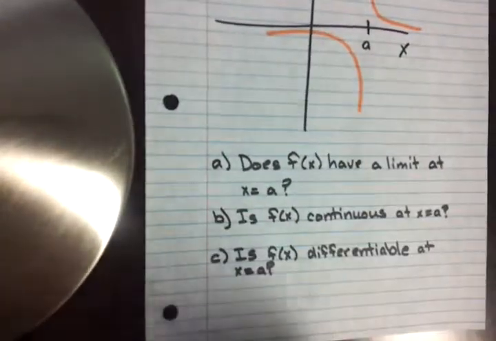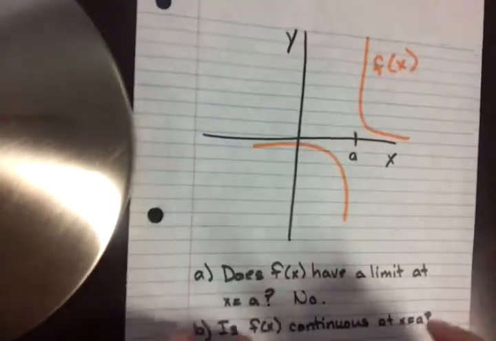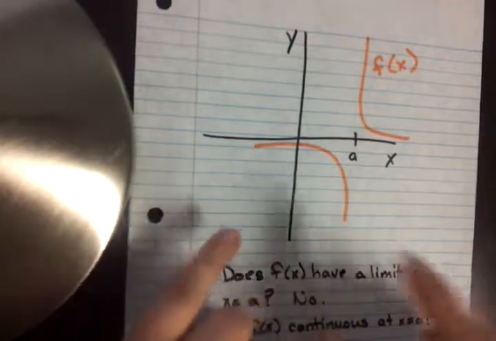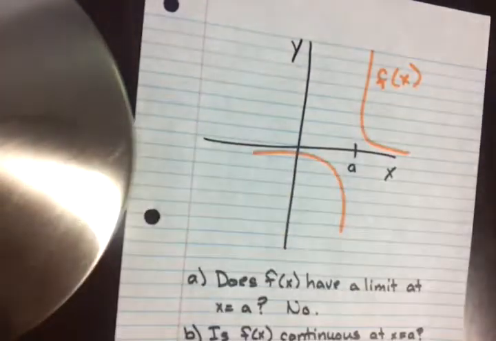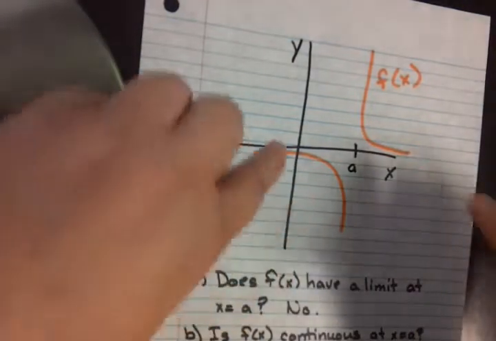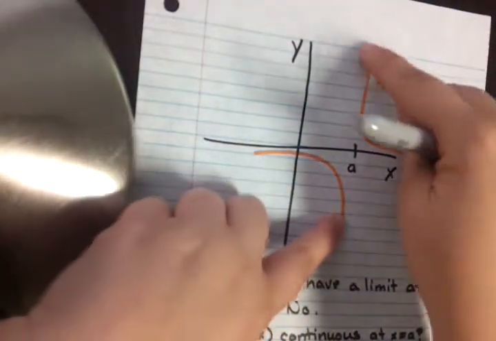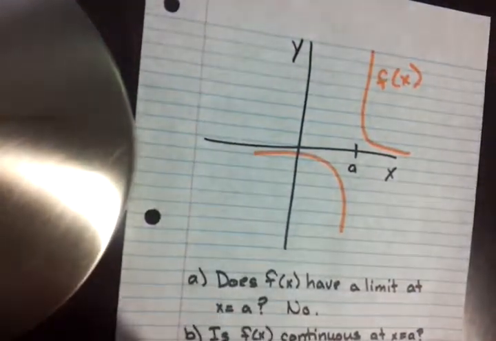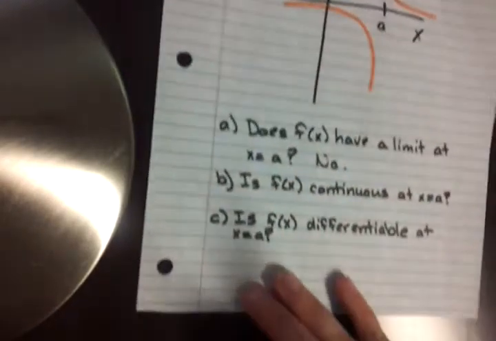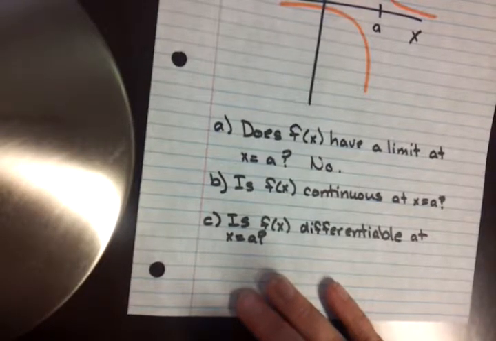So the answer for part A is no. There is no limit at x equals a. If it was a different function that flowed smoothly, you could pinch your fingers together and get a nice smooth point there, and you'd stand a much better chance of having a limit. But in this case, we're going off to negative infinity on one side and positive infinity on the other side. There's just no limit.